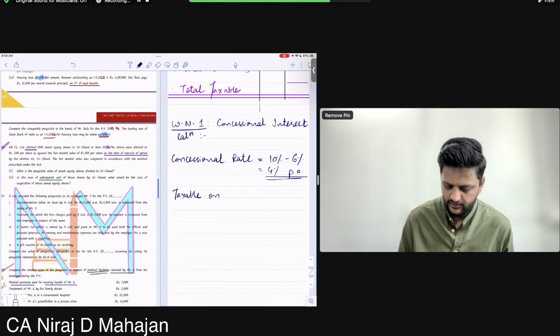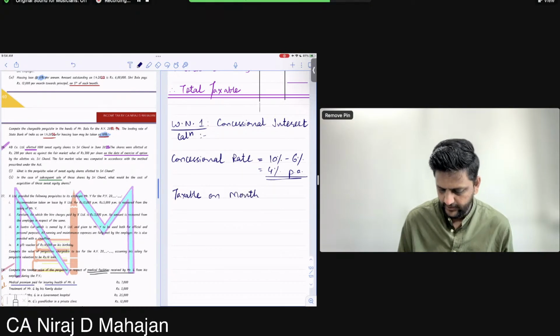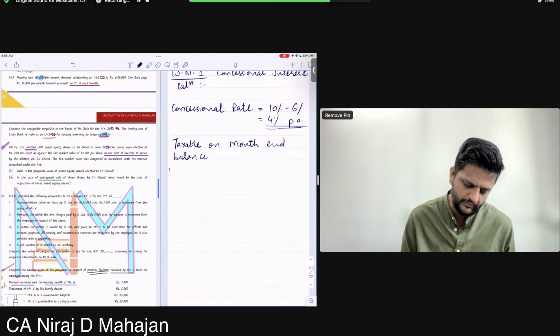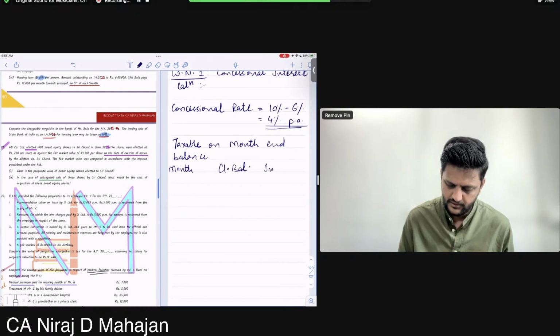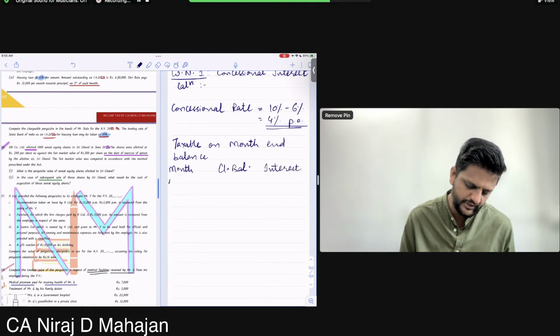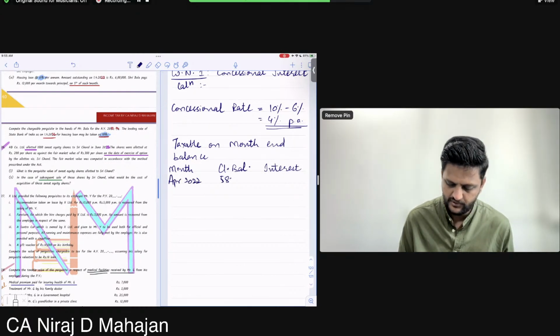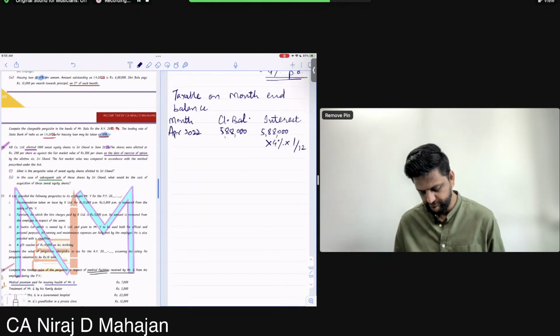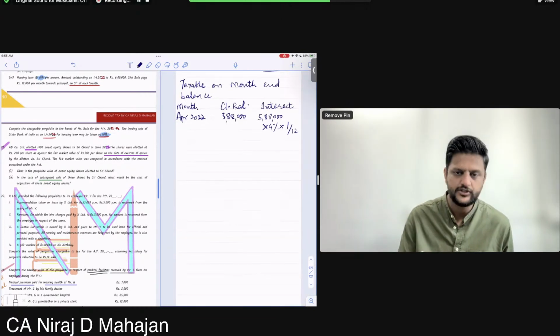Taxable on month end balance. So what columns will we use? Month, closing balance and interest. For example, for the month of April 22, my closing balance is not 6 lakhs, it is 5,88,000. So interest will be 5,88,000 into 4% into 1 by 12 months. Yes, you will have to do this for all the months. Finish this off quickly. Chalo.